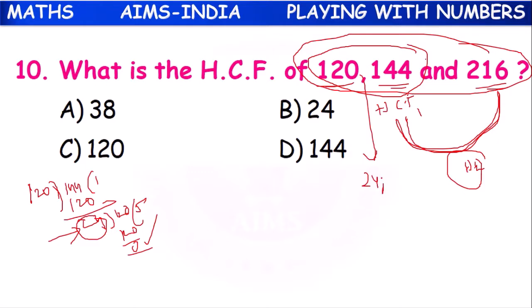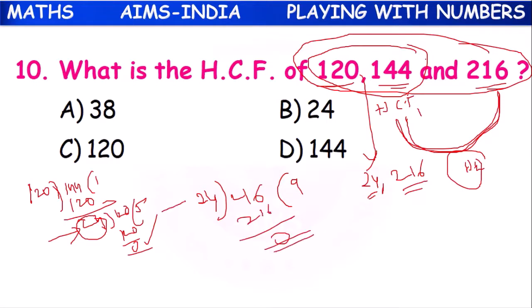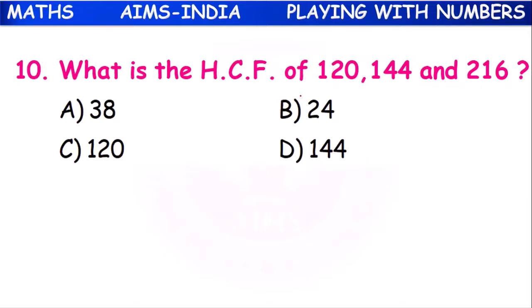And the third number is 216. With the first HCF, 24, we have to divide the third number, 216. 24 9 times 216, 0. Again, while dividing with 24, we got 0. So 24 is the HCF of the first HCF and the third number, means the HCF of all the three given numbers. Okay, 24 is the correct answer.